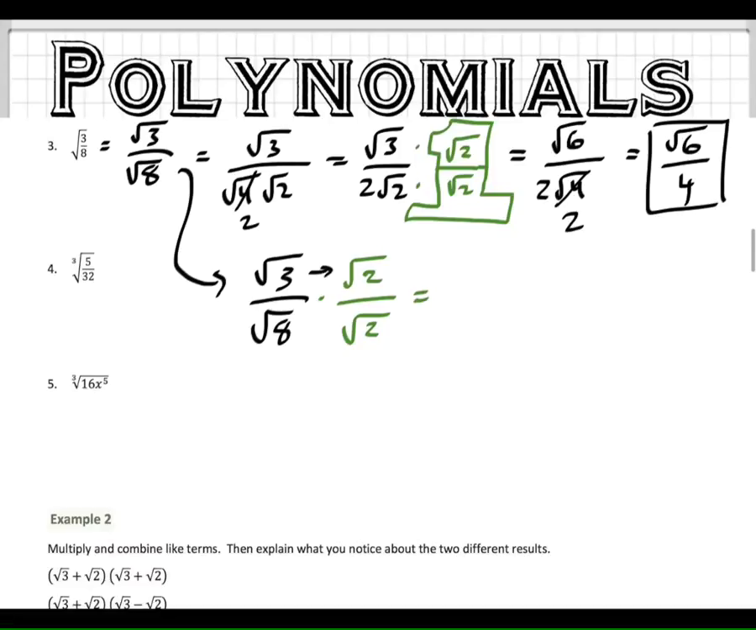What's red 3 times red 2? Red 6. On the bottom, I get red 16. And what is red 16? That's a perfect square. What is that? 4. So red 6 over 4. I get the same answer. It looks a little shorter this way, but it doesn't matter which way you choose, just as long as you get the right answer.